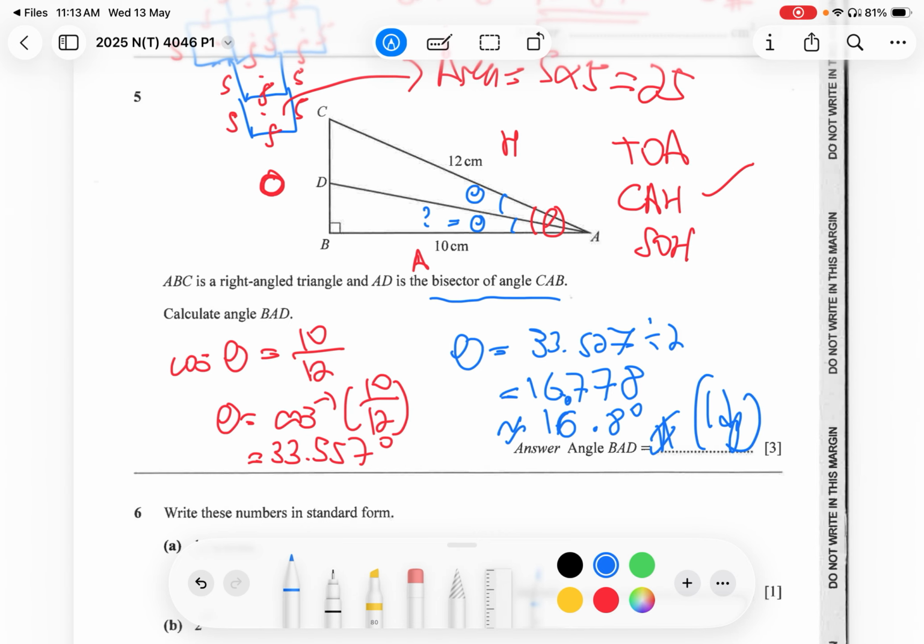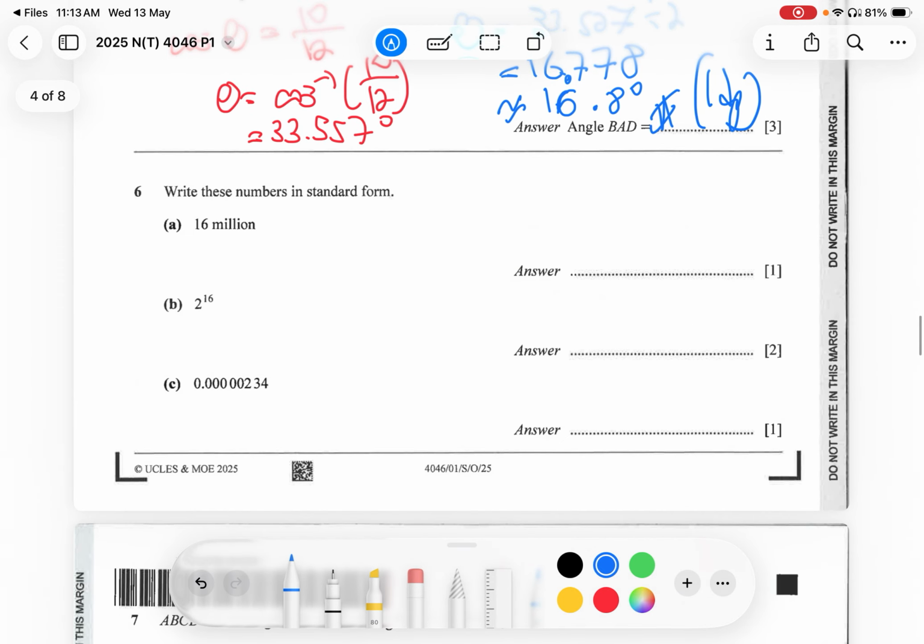Okay, for this part. Then you divide by 2 because they are asking for half of it. Next: write these numbers in standard form.